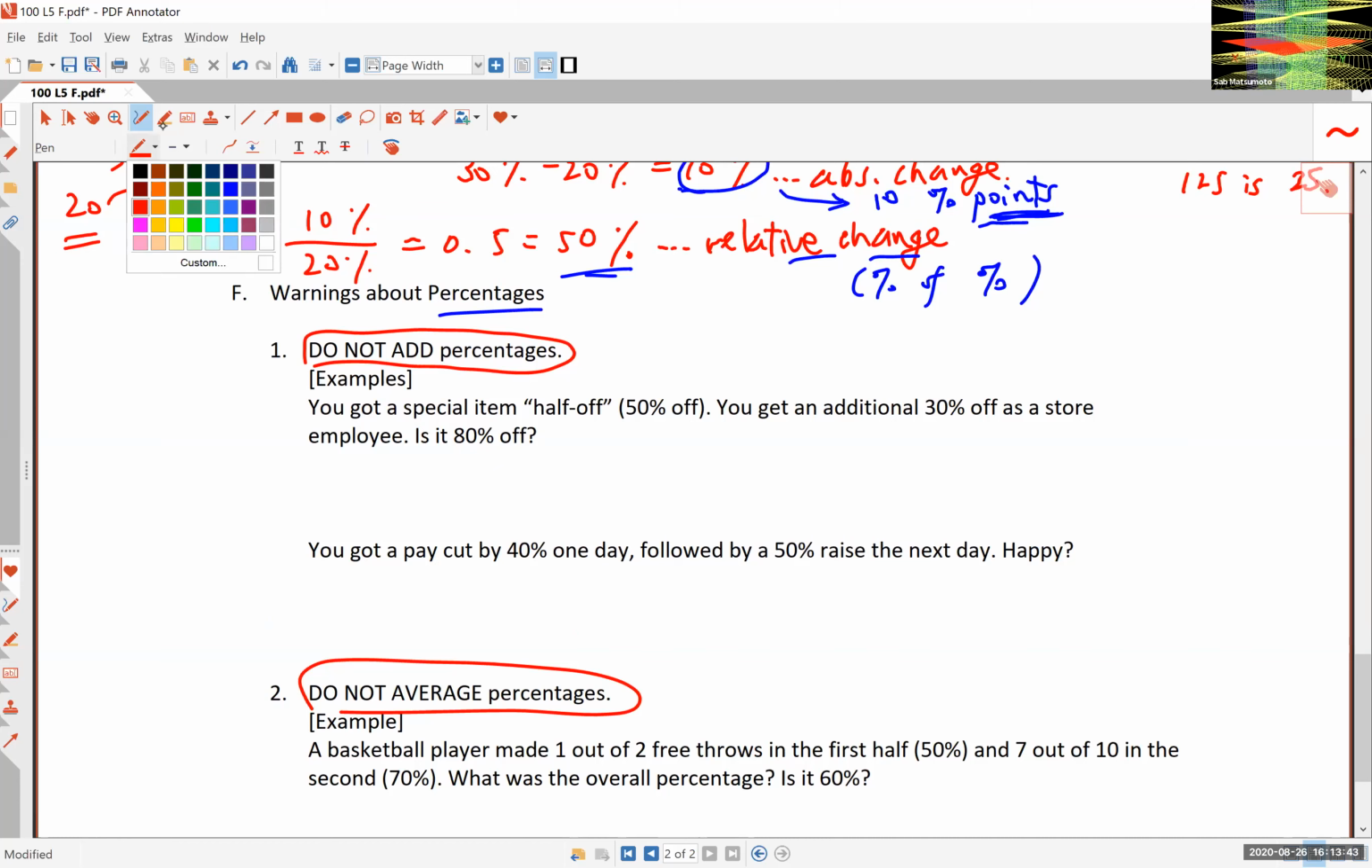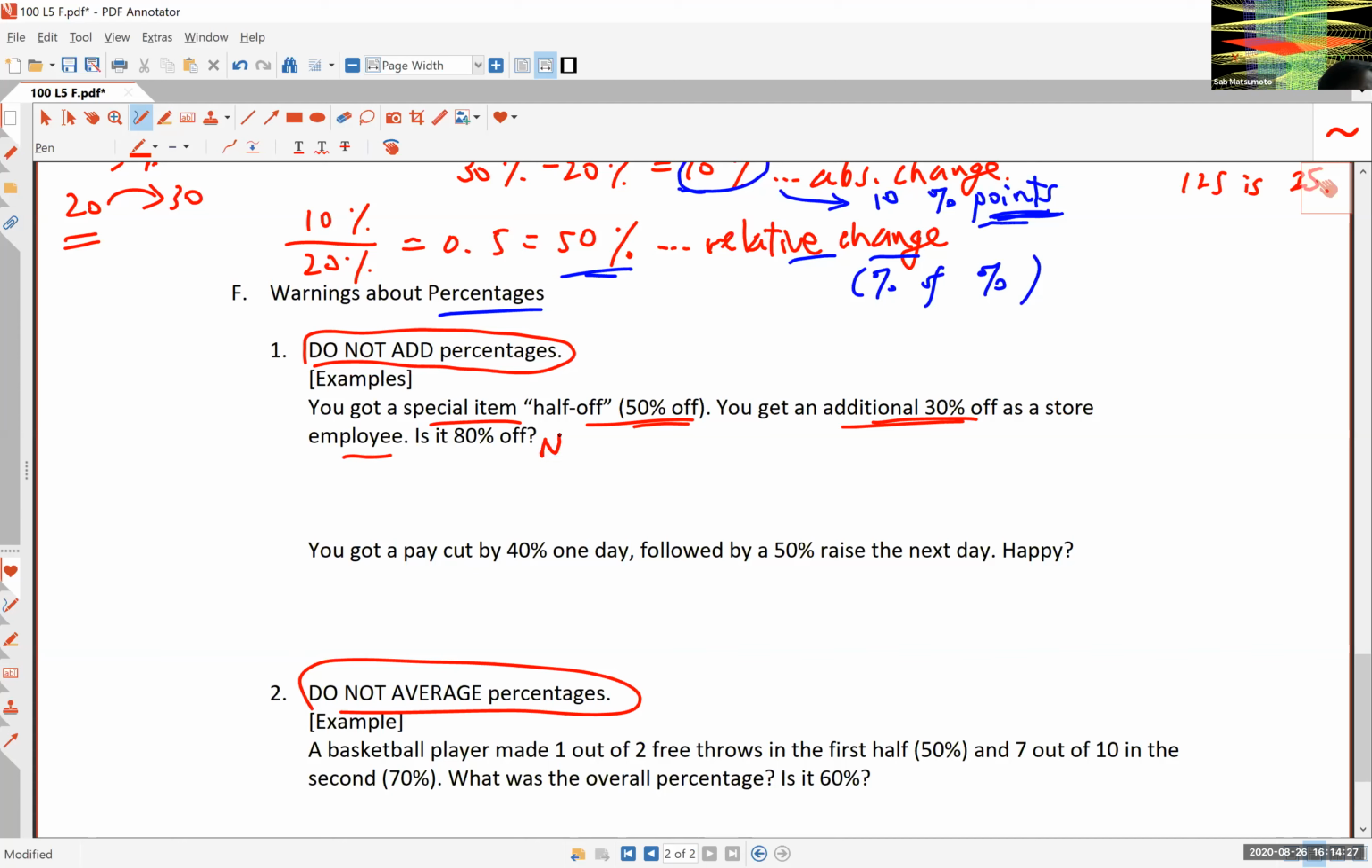Let's say you are looking for a sale like most people do. And one day you saw your favorite item you wanted to buy half off, 50% off. Great. Oh, but look, you actually are an employee of the store. Because you're an employee, you get an additional 30% off. So you get 50% off just because it's on sale, and additionally you get 30% off of that discounted price because you're a store employee. Is that 50 plus 30, 80% off?